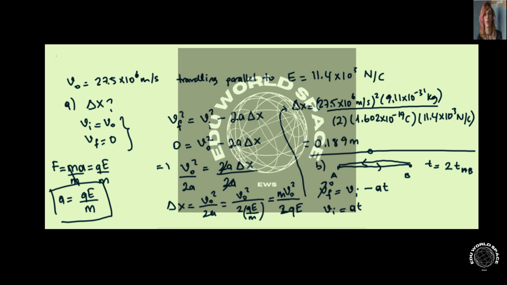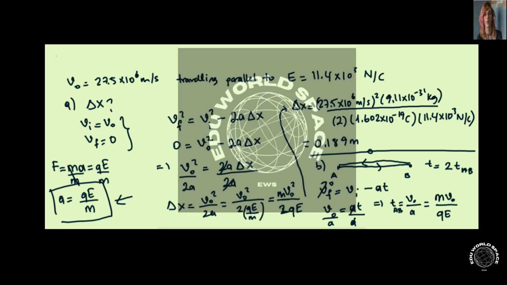Instead of v initial, let's put v naught; we're using them interchangeably anyway. Then for time, if we divide both sides by acceleration, the time is going to be equal to v naught over the acceleration. We know the acceleration to be qE over m, going back to this equation. So it's m v naught over qE. This is the time it takes to go from A to B. For the final answer, we're going to have to multiply it by 2.